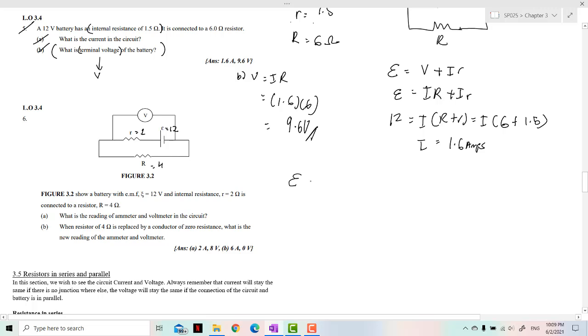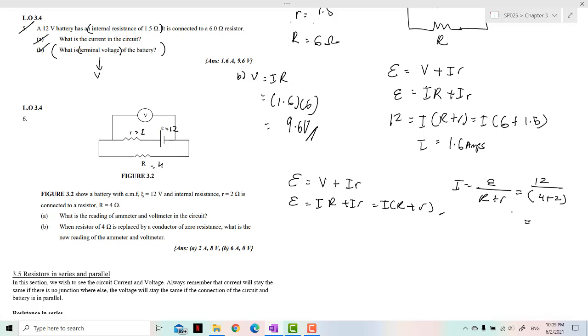Similar again, you use the EMF equals to V plus Ir. So EMF equals to IR plus Ir, which is equal to I(R plus r). So what is I? I is EMF divided by R plus r, which here kita akan dapat 12 per 4 plus 2. So korang patut dapat, 12 bagi 4 plus 2. So you should get the current equals to 2 amps.